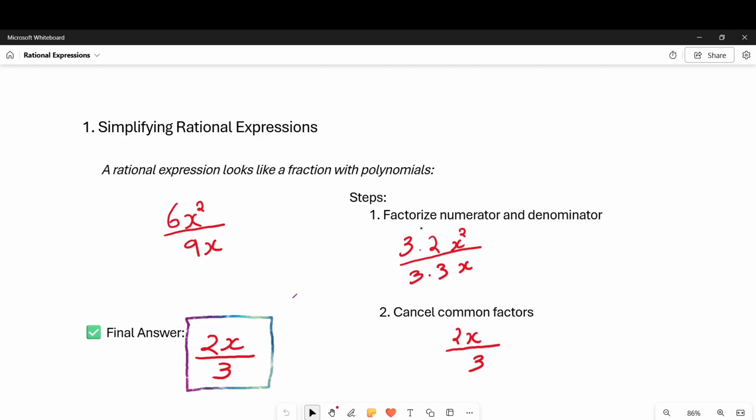First step is factorize the numerator and denominator, so we can write it in this form. Second step is cancel common factors. So 3 and 3 are common factors, cancel out. And x is a common factor, so the x from the denominator will be cancelled. So finally it is 2x by 3. Here no more factoring or cancellation is possible because it's a simplified form. So the final answer is 2x by 3.